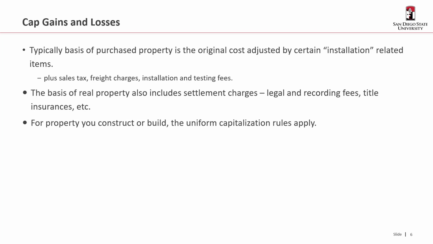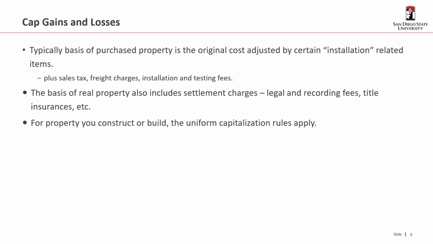Typically, the basis of purchased property is the original cost adjusted by certain installation-related items. So, for example, if you pay sales tax, freight charges, installation, and testing fees, I would classify these as the cost necessary to get that property ready for its intended use. So the basis of real property, therefore, will also include things like settlement charges. These are legal and recording fees, title insurance, etc. These are costs you incur to establish that you have clear title to that property.